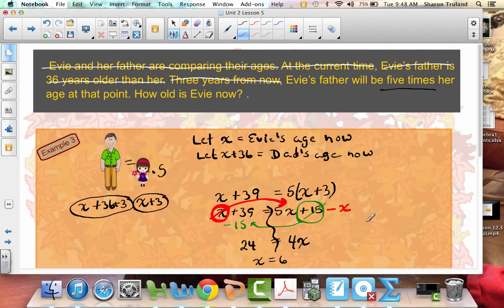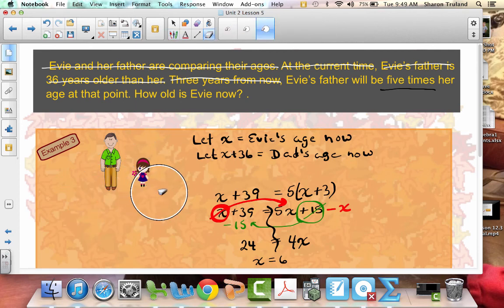And what does that mean? Oh, x is Evie's age right now. So Evie, if we come over here and clean this all up, we say she's 6 years old right now. And that's all they wanted us to find. If we wanted to find her dad's age, it's 42 right now. But let's go back and make sure we're okay.